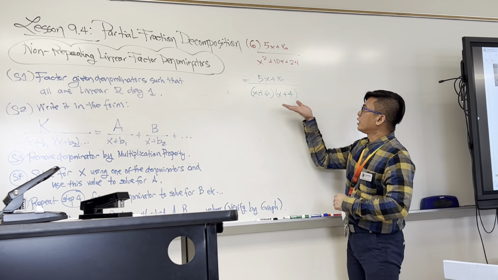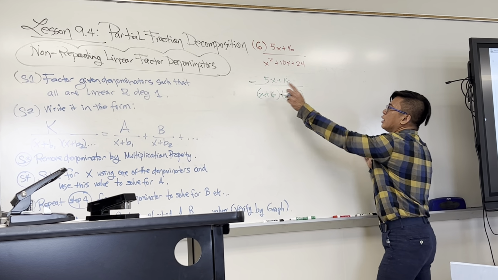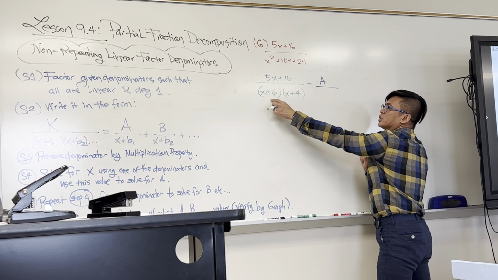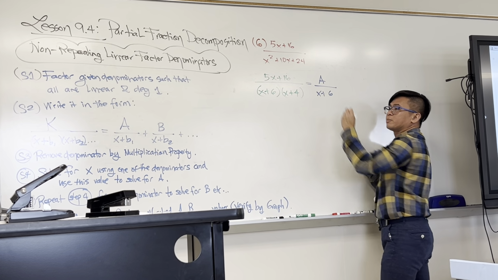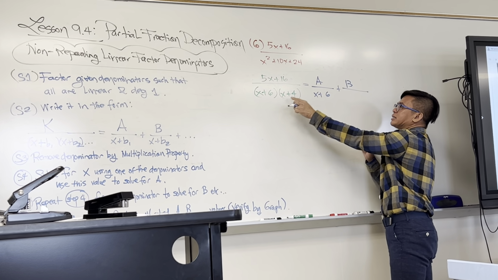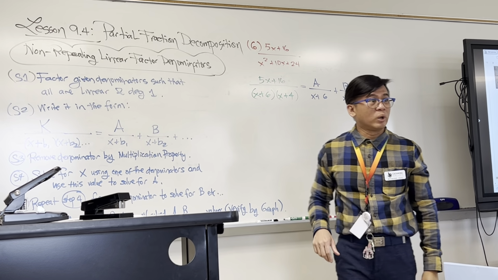So with that, I can express this one as follows. That is equal to a over the first factor, x plus 6, plus b over the second factor, x plus 4. So that's what we mean by that.